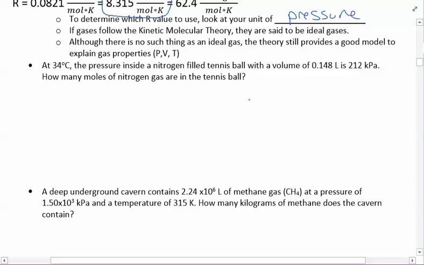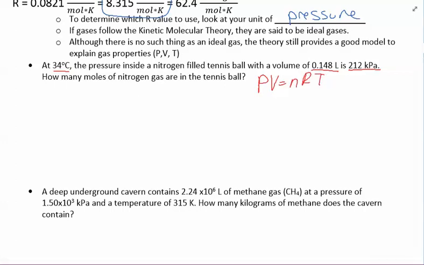So in this case, we have 34 degrees Celsius. The tennis ball has a volume of 0.148 liters and a pressure of 212 kilopascals. How many moles of nitrogen gas are inside the tennis ball? So in this problem, if you think of PV equals nRT, we have the temperature, we have the volume, and we have the pressure. R we can get because we know it's a constant, so we're going to be solving for n.